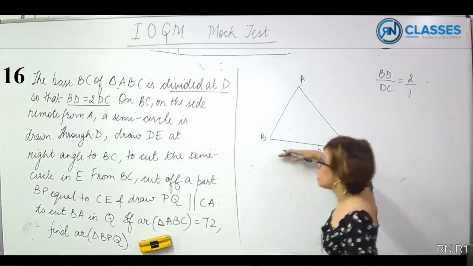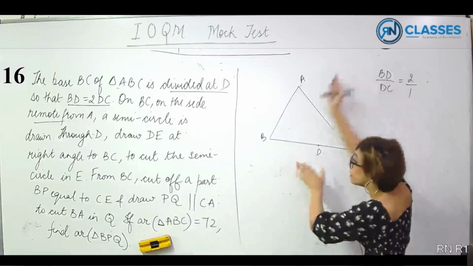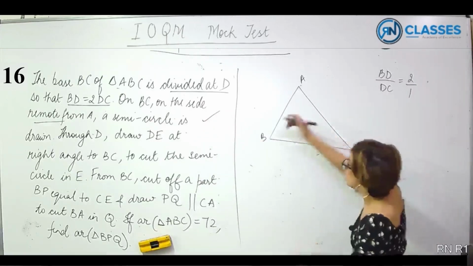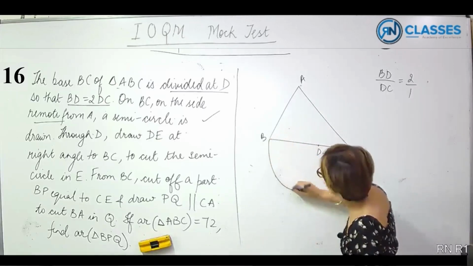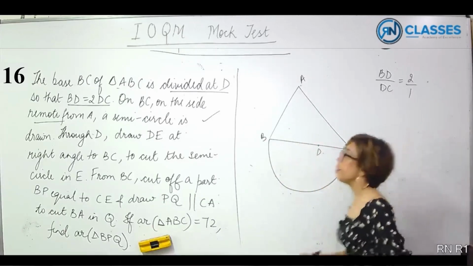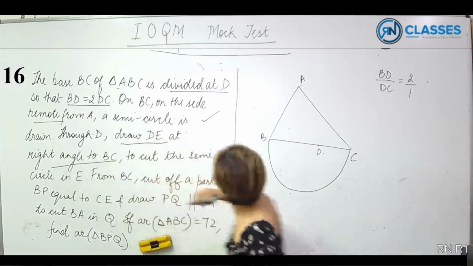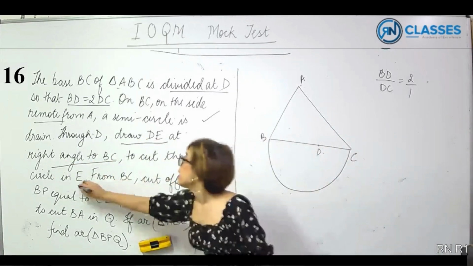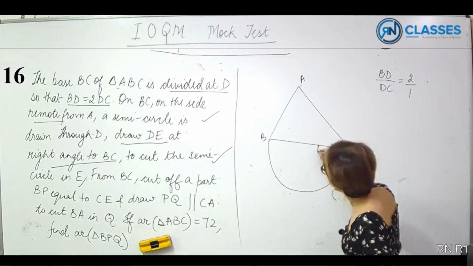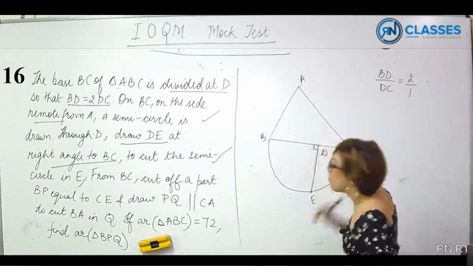Right? On BC, on the side remote from A, that means not on this side, a semicircle is drawn, right? So, on BC, semicircle, but this side, so maybe this is the one, right? This is a semicircle, that means BC is the diameter. Now, he says through D, draw DE at right angle to BC to cut the semicircle in E. So, from here, I need to make a perpendicular to the circle, which meets the circle at E. This is 90 degrees. Alright.